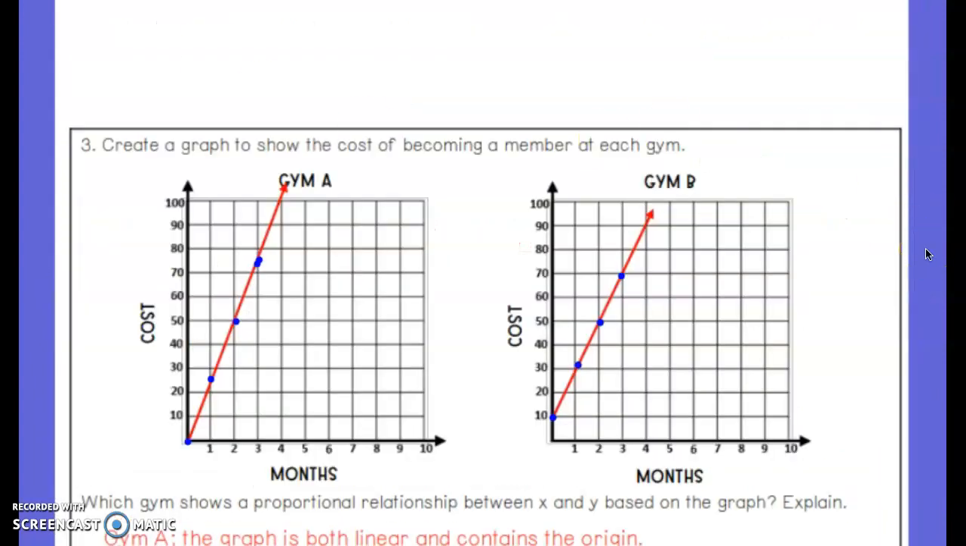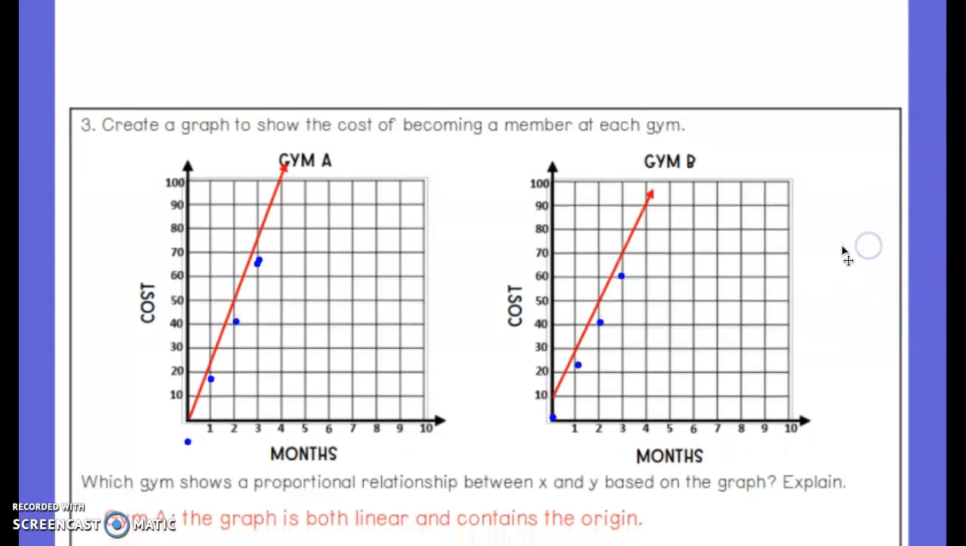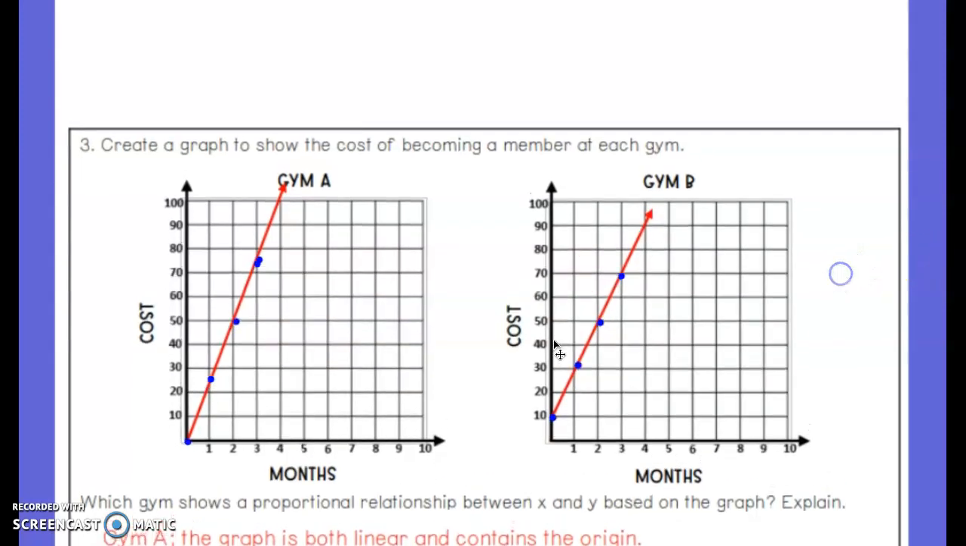Now you need to graph those numbers. 0, 0, 1 goes with 25, 2 goes with 50, and 3 goes with 75. Make sure that you insert the line, that way you know where it goes. For Gym B, 0, 10, 1 with 30, 2 with 50, 3 with 70. So just by looking at both of the graphs, Gym A is proportional because it goes through 0, 0.